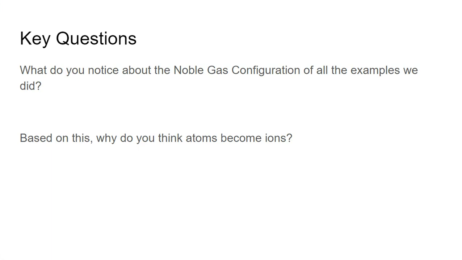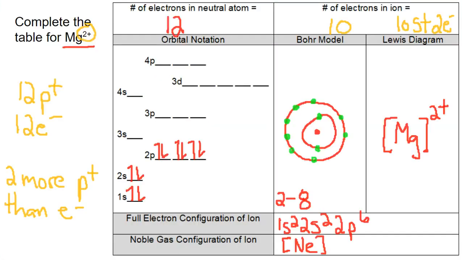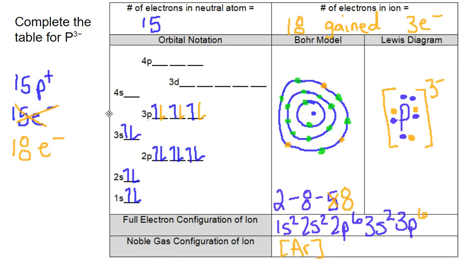Okay, so that leads us to some key questions about the noble gas configuration and why atoms become ions. Okay, so the first question is, what do you notice about the noble gas configuration of the examples that we did? Okay, if we were to go back to magnesium, we noticed that as an ion, magnesium ion had the exact same electron configuration of neon, the noble gas. Okay, when we look at the phosphide ion, P-3, we found that that ion had the exact same configuration as argon.